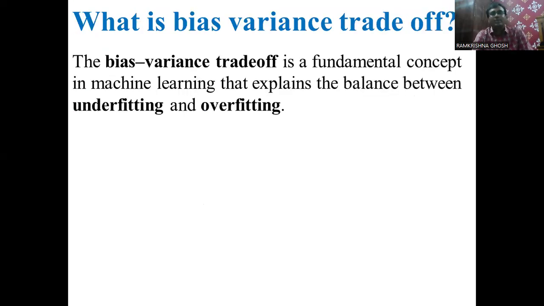What is bias variance trade-off? The bias variance trade-off is a fundamental concept in machine learning that explains the balance between underfitting and overfitting.